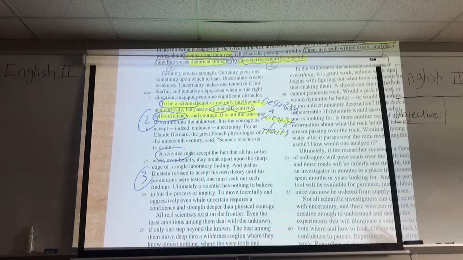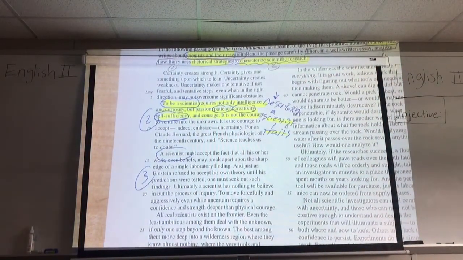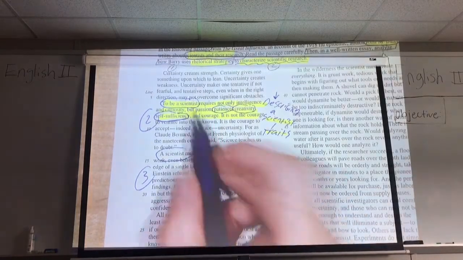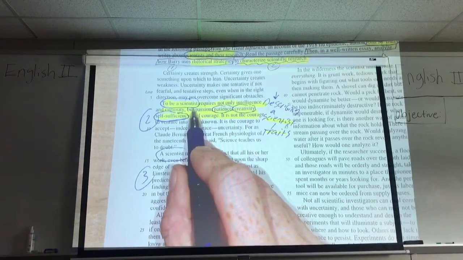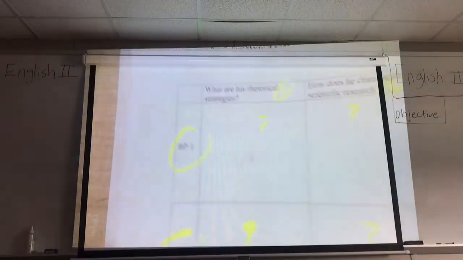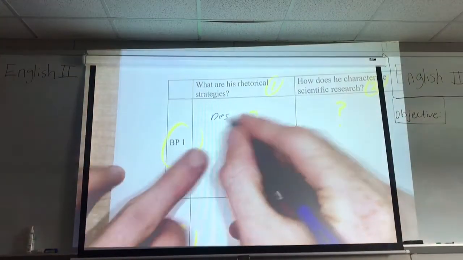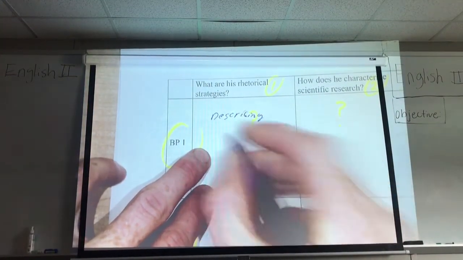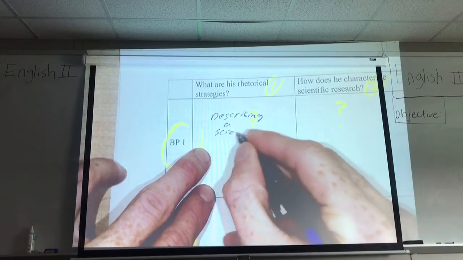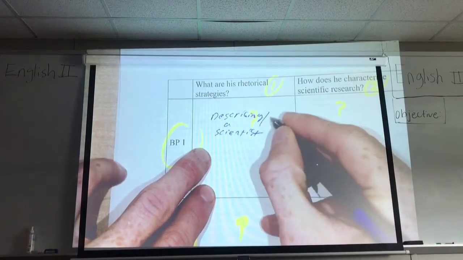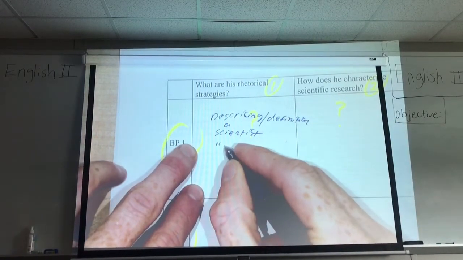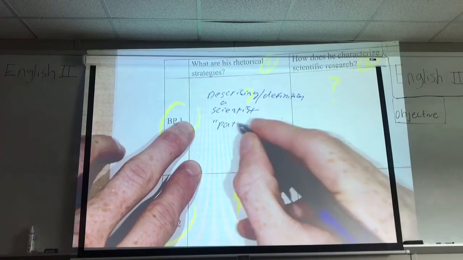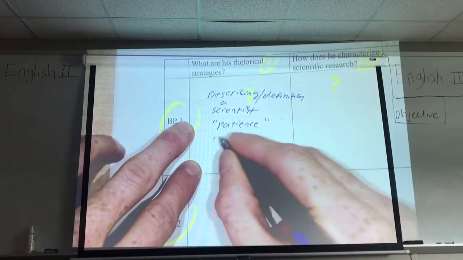So then, the rhetorical choice that he's using is he's describing a scientist. And how he's characterizing scientific research, well, I don't really know because he's describing a scientist. So I need to ask, what does that say about scientific research, right? So I go into my chart, and I write on this side, he is describing a scientist, or giving the definition of a scientist by using words like patience and self-sufficiency.